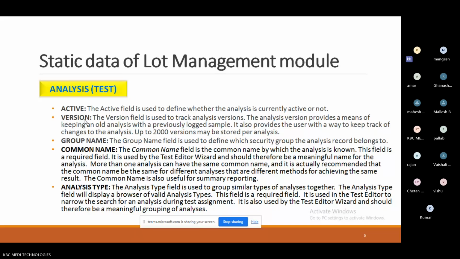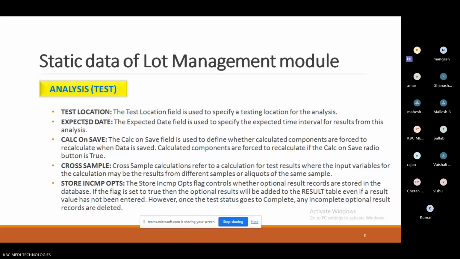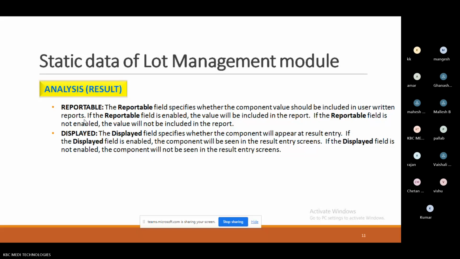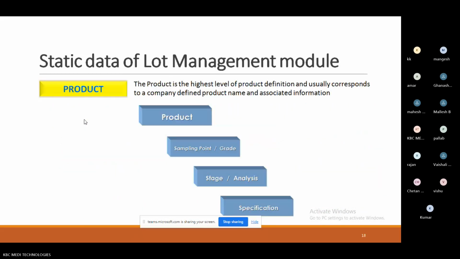What is the use of active? What is the use of version? What is the use of group name? How will the common name work in this scenario? What is the use of analysis type? Each and every point related, I have elaborated clearly. In the same way, this is also related to the analysis table. Like section-wise, I have given some basic information. Now, as of now, I have created, like I have discussed, analysis.